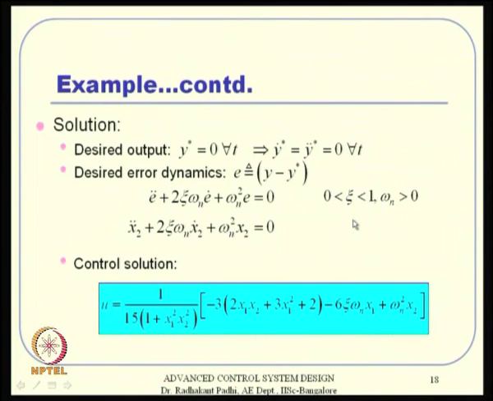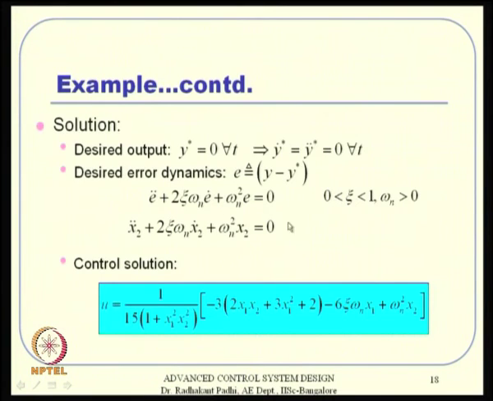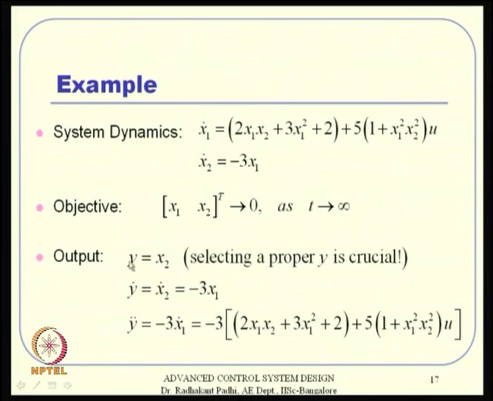So, if E dot goes to 0, that means x2 dot goes to 0, and x2 dot goes to 0 means x1 goes to 0. And E goes to 0 means x2 goes to 0 anyway. So, x2 goes to 0 as E goes to 0, and E dot goes to 0 means x2 dot goes to 0, that means x1 goes to 0 also. So, both the things will go to 0. That is how we have selected, in a kind of intelligent manner, y should be x2.